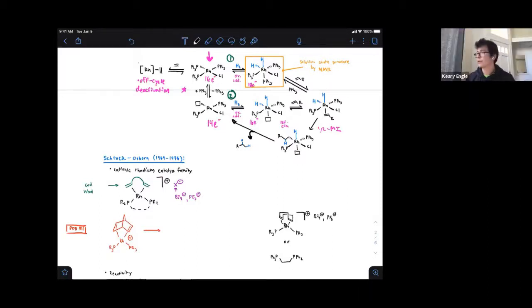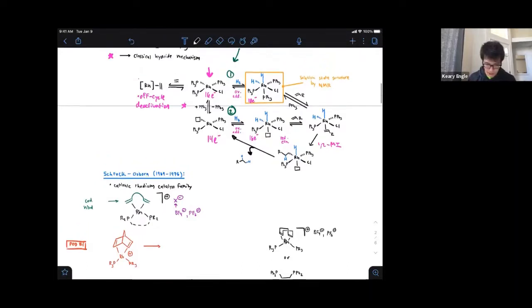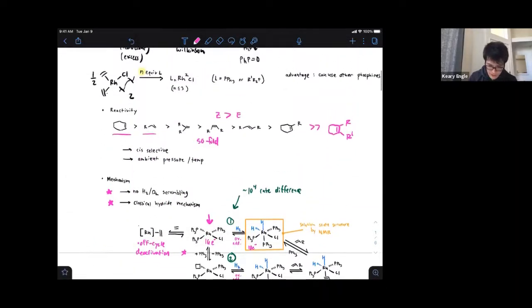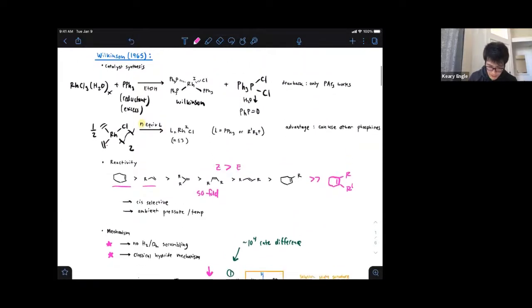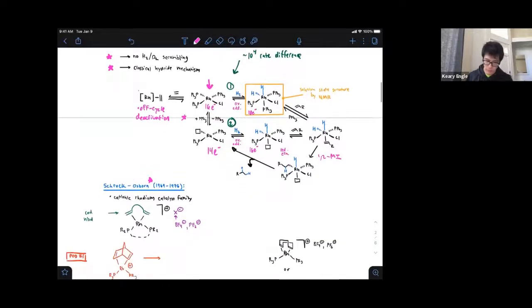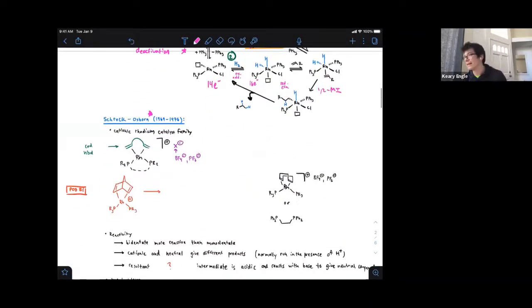Okay, thanks for the questions and discussion. Let's move on to the next category, which are the Schrock-Osborn catalysts. One interesting thing, if you pay attention to the year, is that Wilkinson's catalyst was in the mid 1960s, and then the Schrock-Osborn series picks up in the late 1960s.